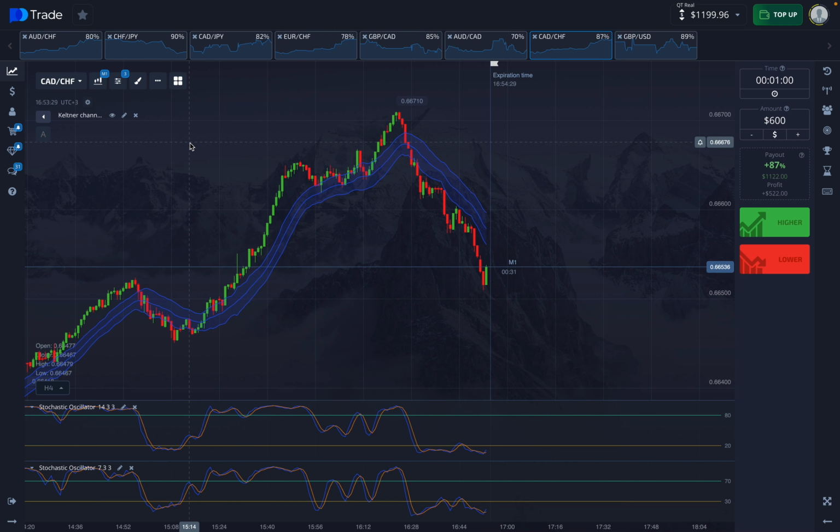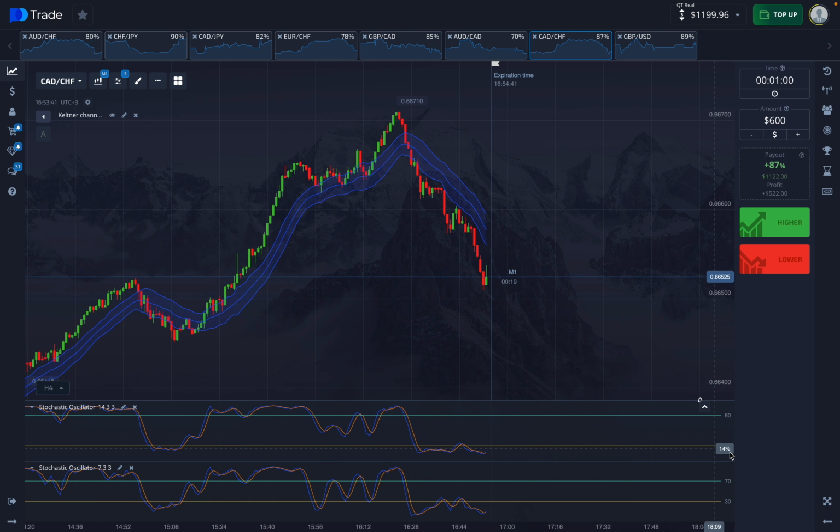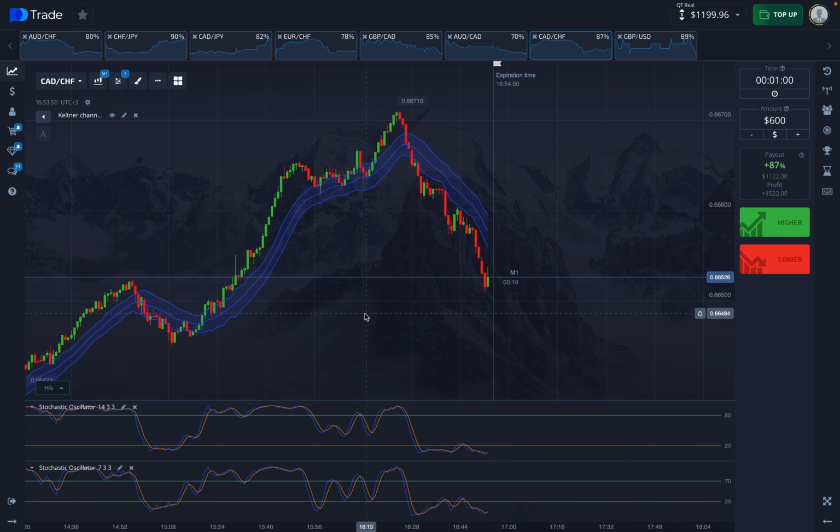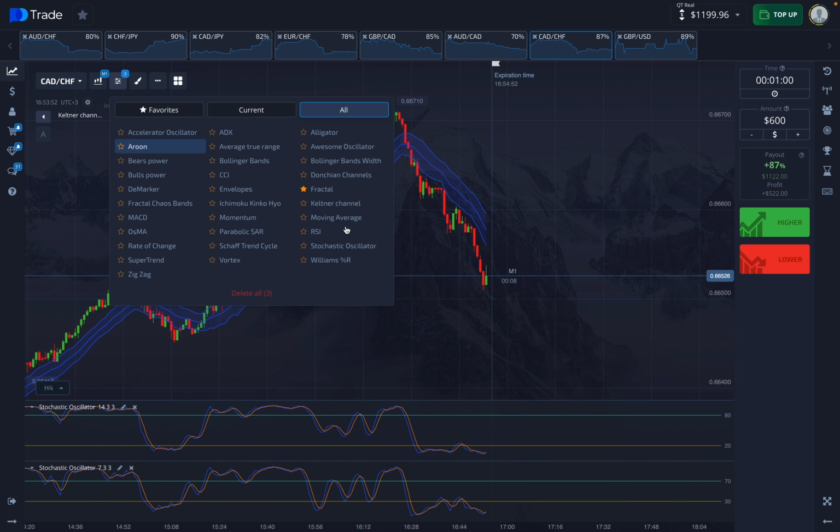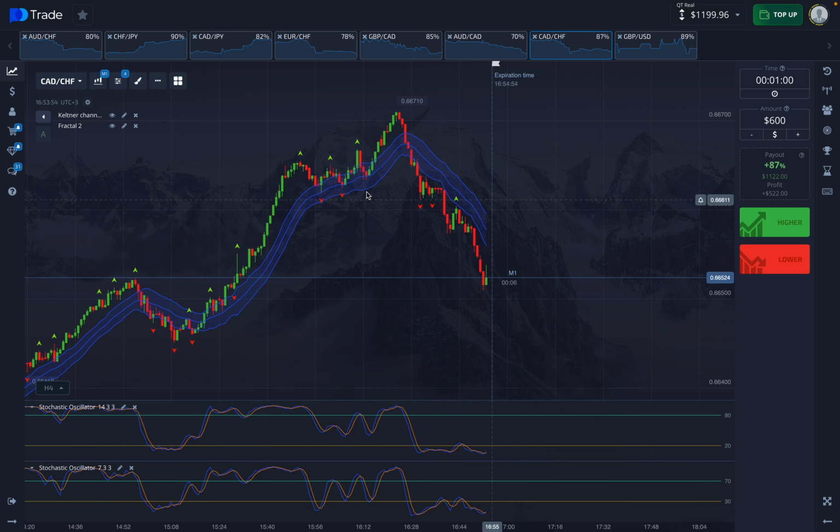This is the Keltner channel. Two stochastic oscillators. The first one will have a period of 14, and the second one will have a period of 7. On one oscillator, we set the overbought and oversold areas to 80 and 20. On the second oscillator, which has a smaller period, we set them to 70 and 30. Additionally, we might add a fractal here to better observe more local highs and lows.